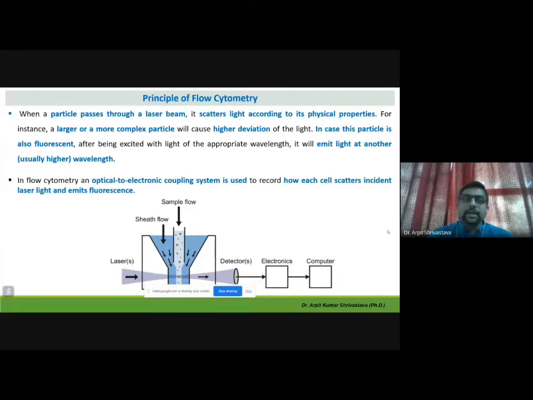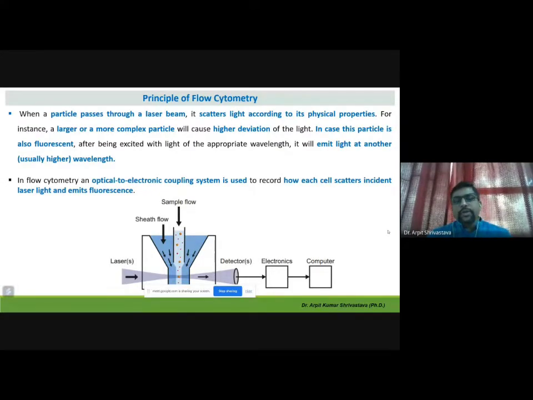For instance, a larger or a more complex particle will cause a higher deviation of light. In case a particle is also fluorescent, it will also emit a specific light of its wavelength, a higher wavelength, that will give a different signal. So if it is tagged with a different fluorescently tagged molecule, it will give a different fluorescent signal.